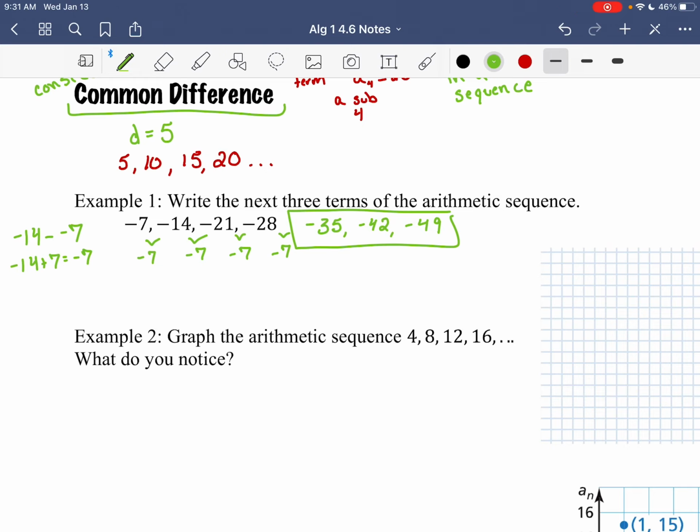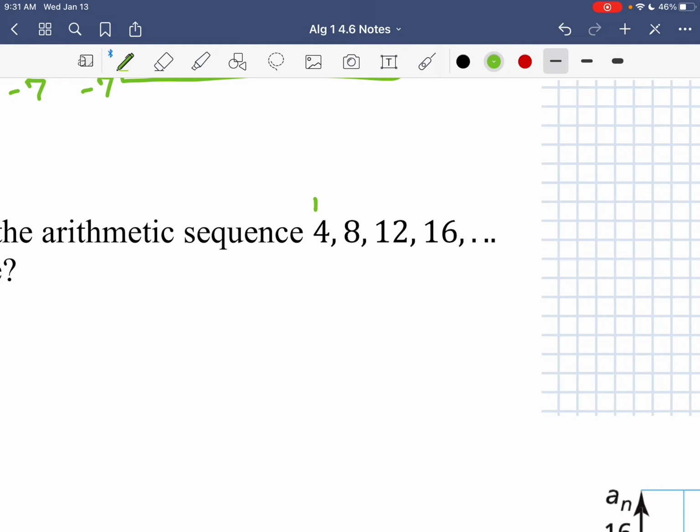Okay, so when we graph an arithmetic sequence, we graph it based on our position. Here's an arithmetic sequence. This is the first term. This is the second term. This is the third term. This is the fourth term. So we're going to graph those as my x and my y. My x is going to be the position, and the y is going to be the actual value.